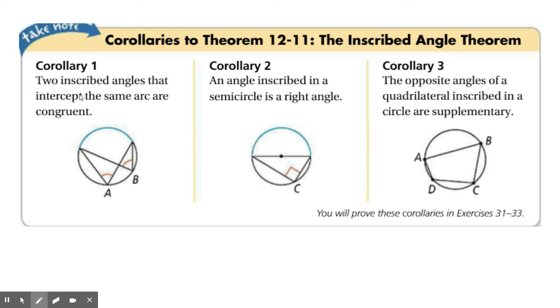So the first one says 2 inscribed angles that intercept the same arc are congruent. So let's take a look at this picture here. I have angle A. I'll just trace it. Angle A intercepts this blue arc.